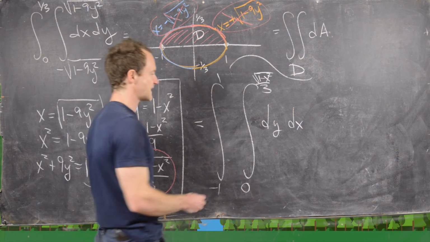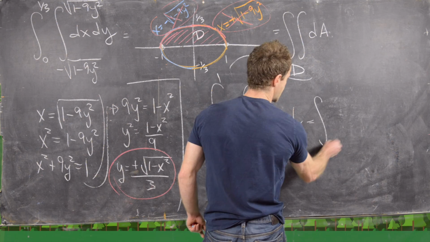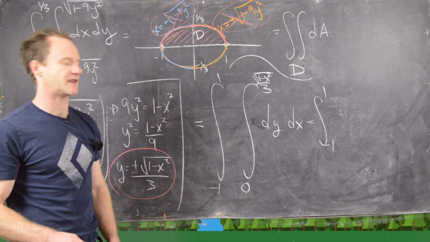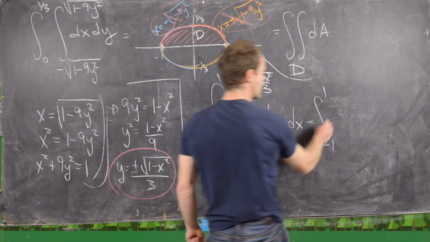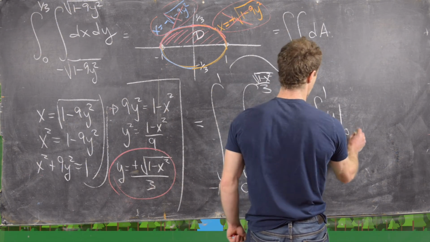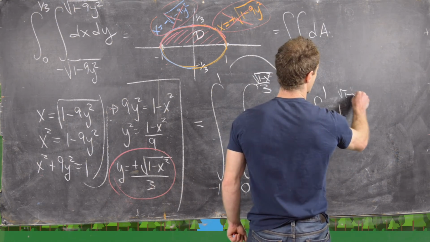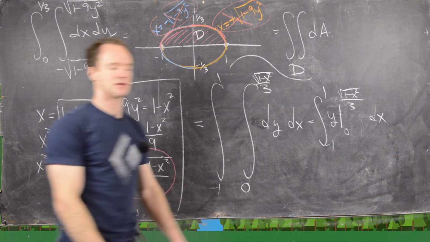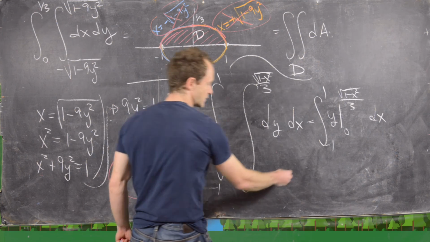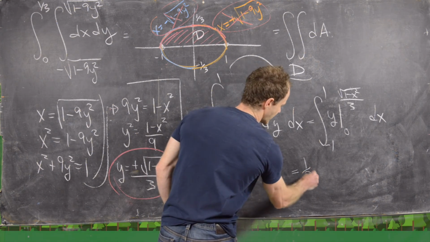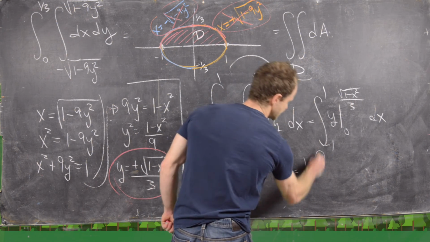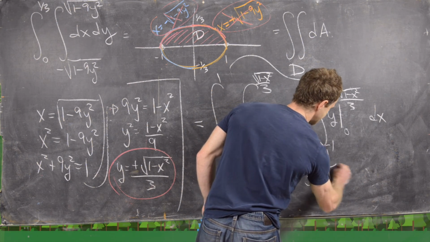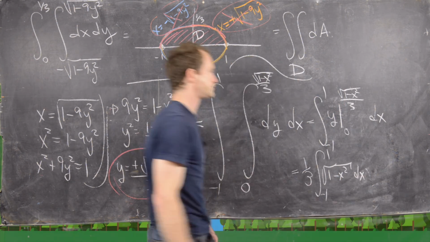Okay, so now we can take the antiderivative with respect to y. So we have this x integral on the outside, which is negative 1 to 1. And now we're taking y, we're evaluating it from 0 to the square root of 1 minus x squared over 3. Now we have our dx integral like that. So that's going to give us 1/3. I can bring that out front. The integral from minus 1 to 1 of the square root of 1 minus x squared dx.